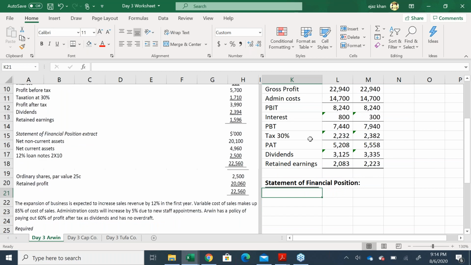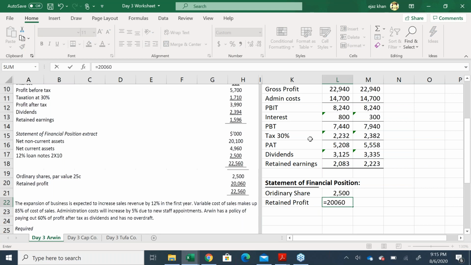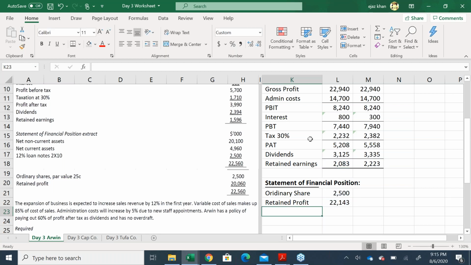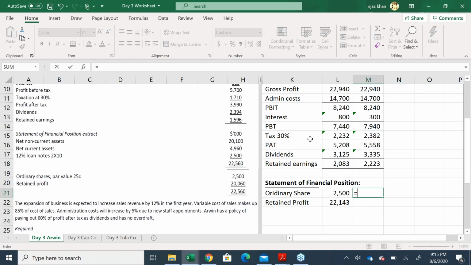So what do we need? We need ordinary shares. In case of the debt, it will not change. It will still be 2500. The retained profits figure will definitely change. The existing retained earnings and the retained profit during the year. So 20060 given in the question, the opening retained earnings, and then we will add the retained earnings during the year. So that's your retained earnings. 2500, no, this is going to change, right? This 2500 is going to change. Here the equity will be increased and, okay.